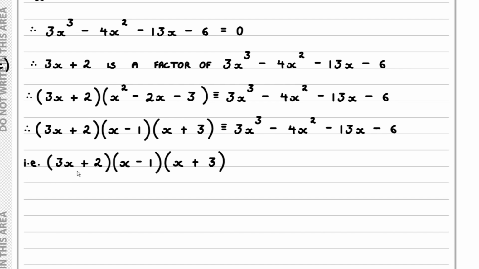So we have 3x plus 2 multiplied by x subtract 1 multiplied by x plus 3 equals 0, from which we can see x is equal to negative 2/3, x is equal to 1, and x is equal to negative 3.